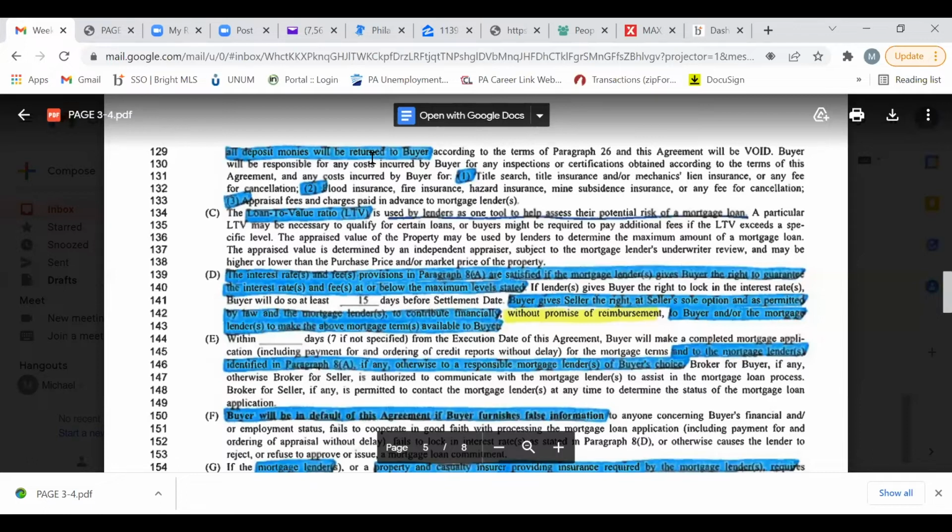Paragraph C talks about the loan to value, what it is. The loan to value ratio is used by lenders as one tool to help assess their potential risk of a mortgage loan. Okay.